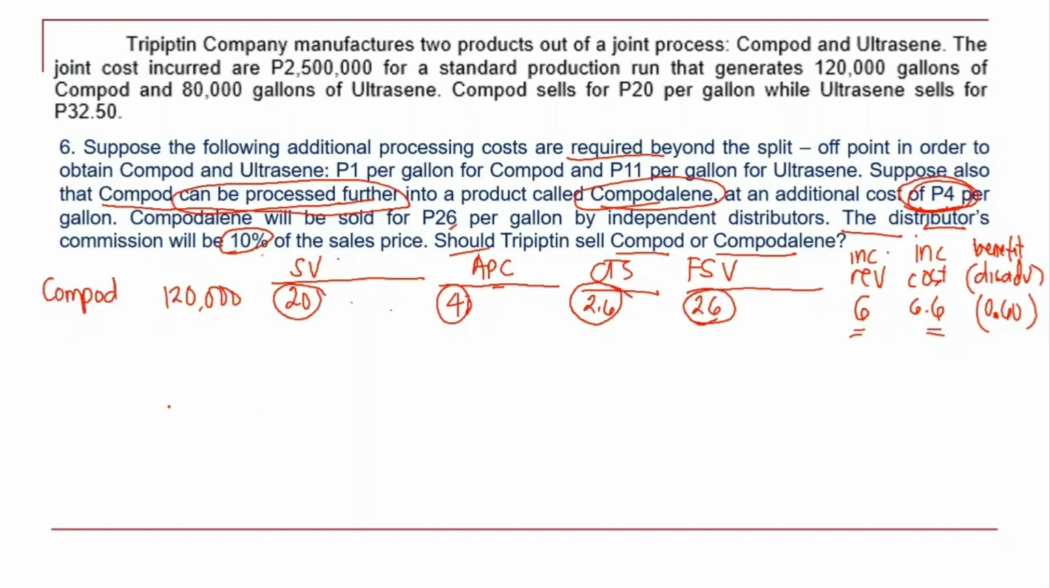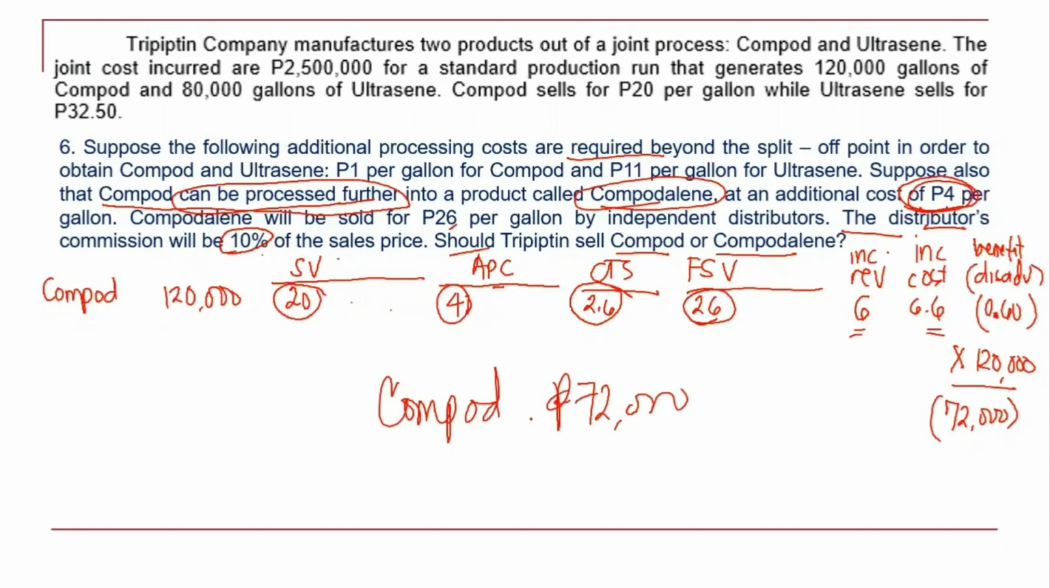Therefore, ano ang sagot natin? Ano ang ibebenta natin? Multiply po natin ito ng ilang units, or ilang galas? 120,000, 72,000. If we sell Compodalin, mababawasan tayo ng 72,000 sa profit. Therefore, we are going to sell Compod because of the net advantage of 72,000. Okay? So that's the answer in number 6.